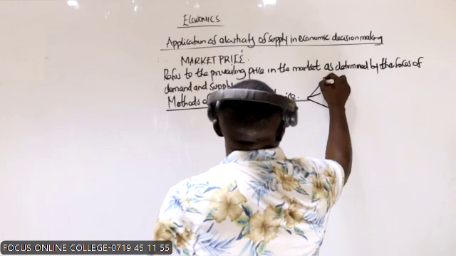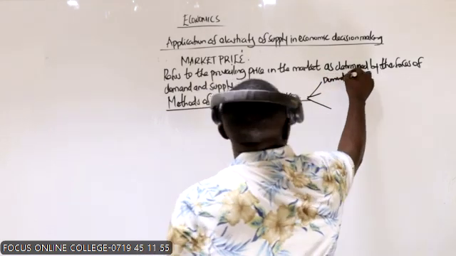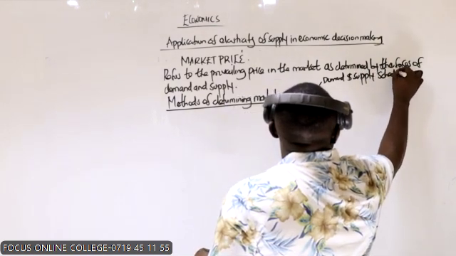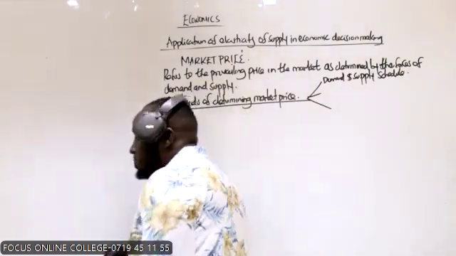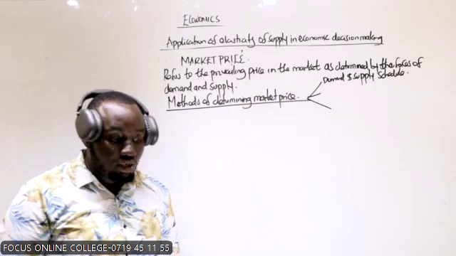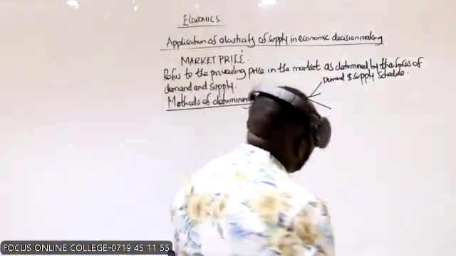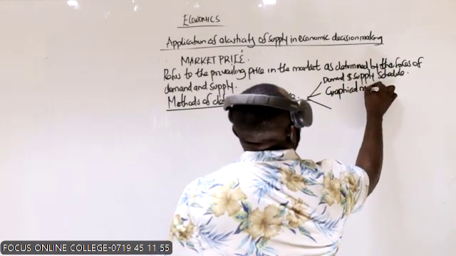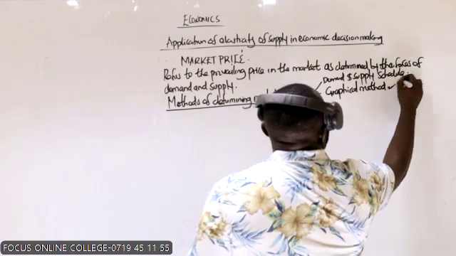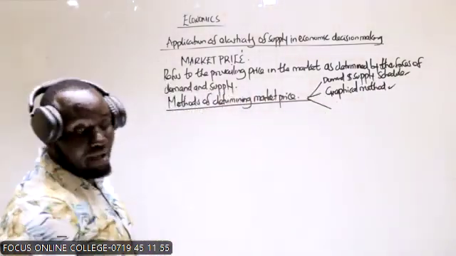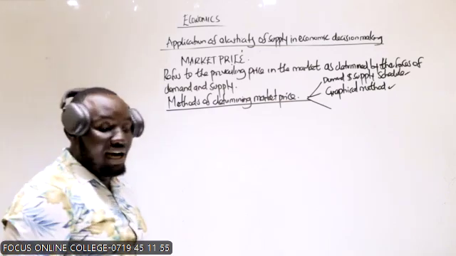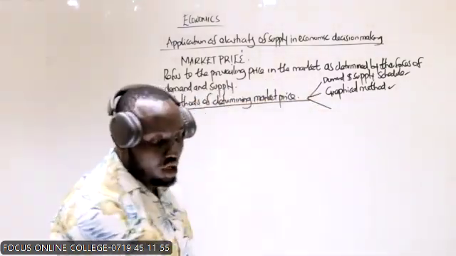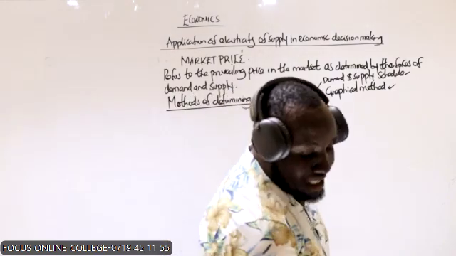The first is the demand schedule and the supply schedule. Number two, we have what we call the graphical method. And lastly, we have what we call equations, equations for demand and supply.